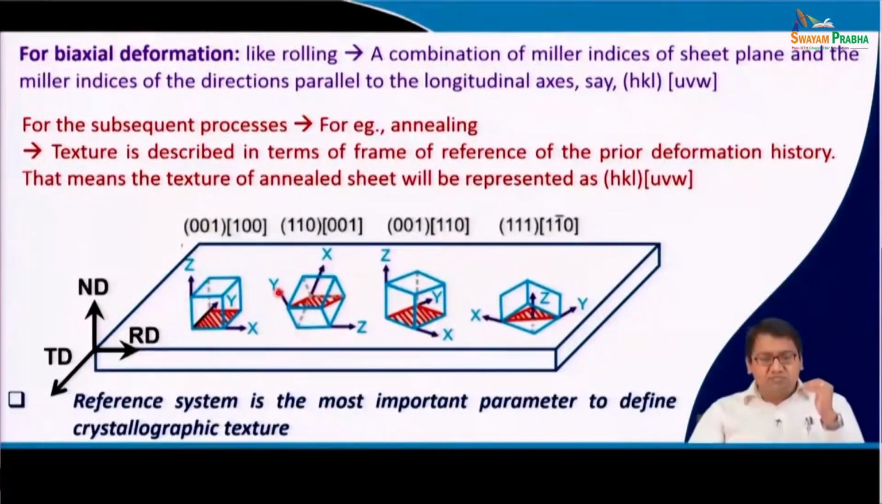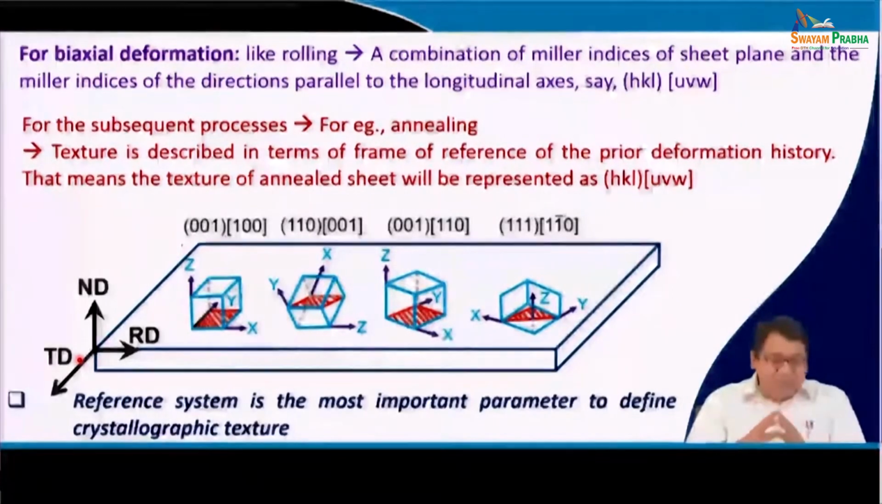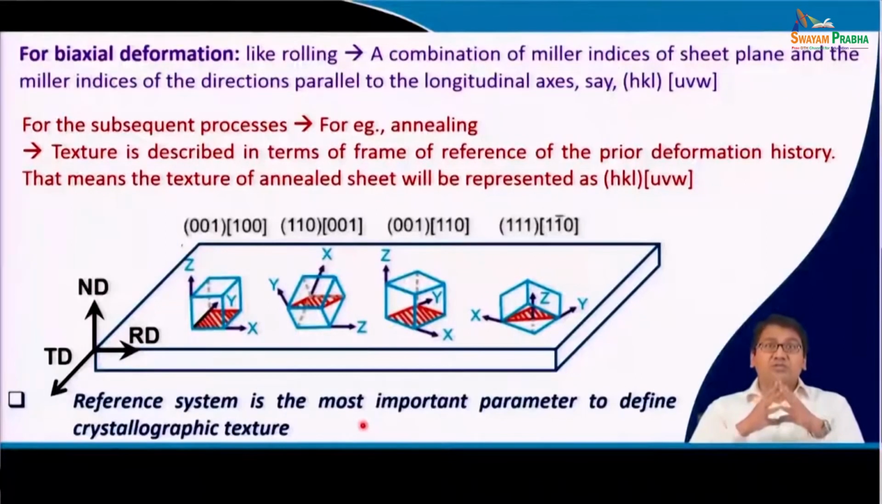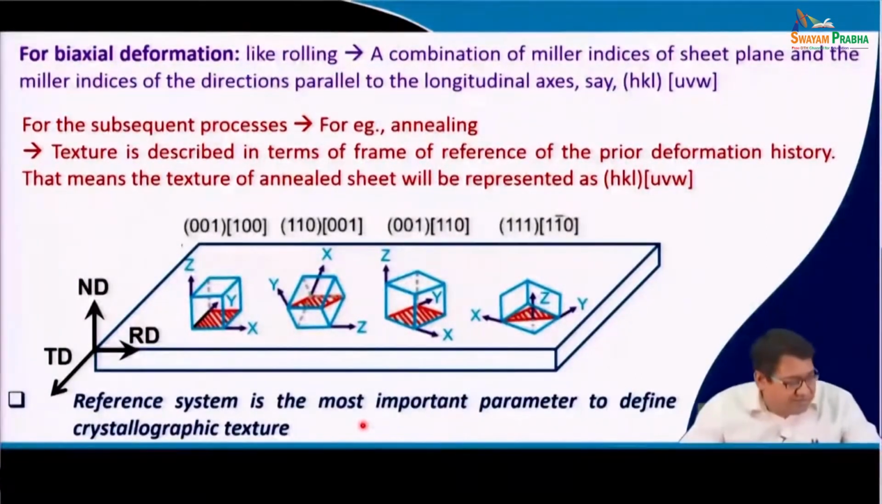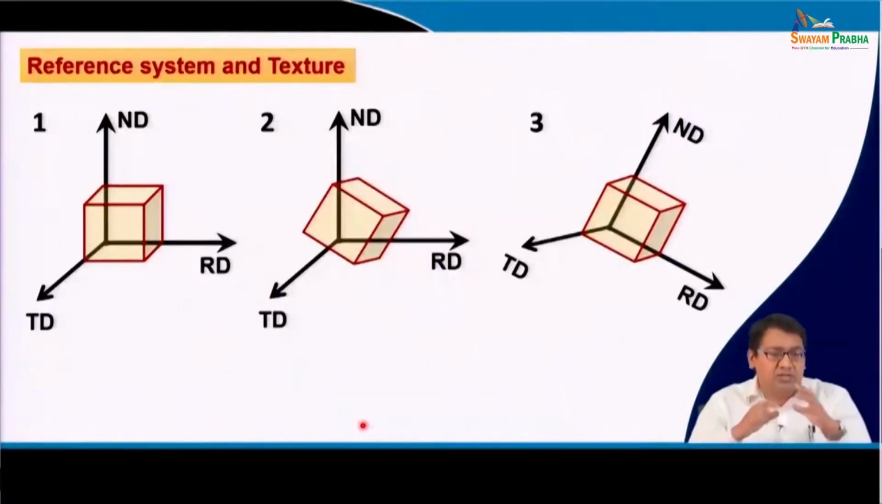And so, whenever we show these textures, we show them with respect to RD, ND and TD, and these are important because texture is always represented in terms of the reference system, which is the most important parameter to define the crystallographic texture. So, you see why the reference system is important.